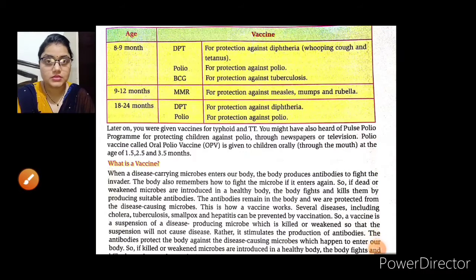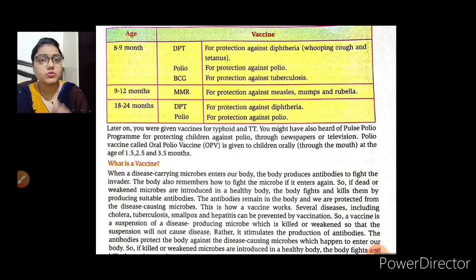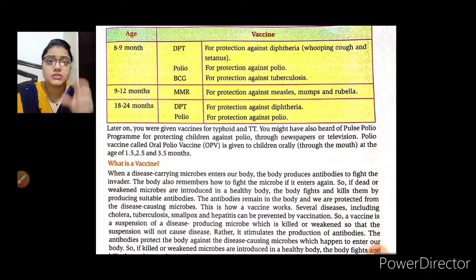Good morning, students. Today we are going to start our next lecture, and in this lecture we are going to start with the types of vaccines for the different ages of a child. Different vaccines are used, which create antibodies in the body of a child and can prevent diseases that affect any part of the child's body.